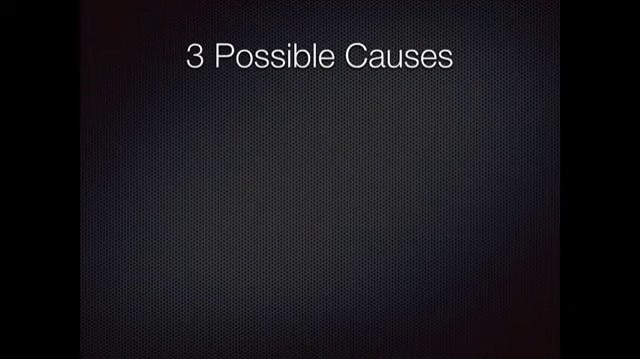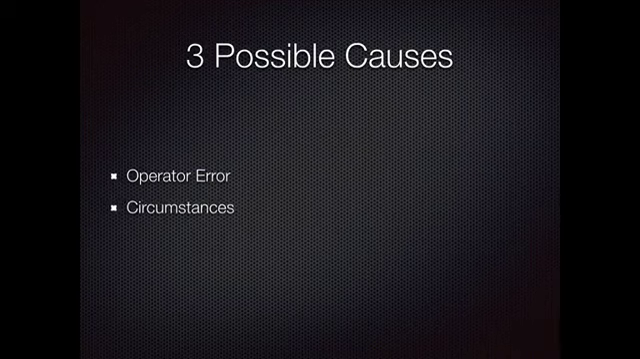So there are three possible causes conceptually for accidents. The first is operator error. It's possible, of course, that it's not the artifact, not the thing that we've engineered, but the person using the thing that's been engineered that might be the cause of error. The second possibility is circumstances. The circumstances that surround the use of an artifact may be the reason for the accident. And finally, there of course is the design of the artifact itself.